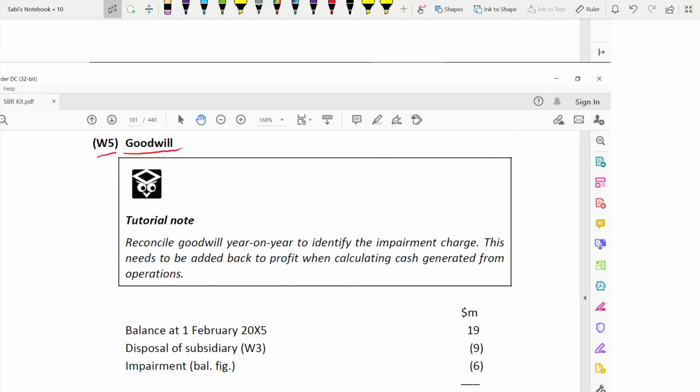What you do in that working matters a lot, and how you present it. So reconcile goodwill year on year to identify the impairment charge. Year on year you have to reconcile the goodwill. You have to keep on checking year on year, then you will know the impairment only. This needs to be added back to profit when calculating cash generated from operations. Definitely impairment is an expense, so it needs to be added back.